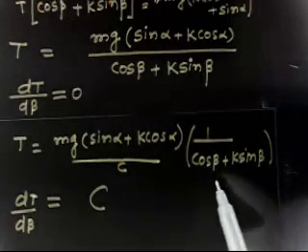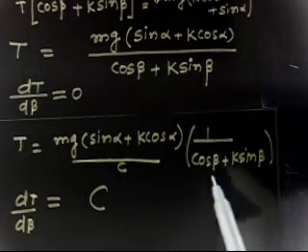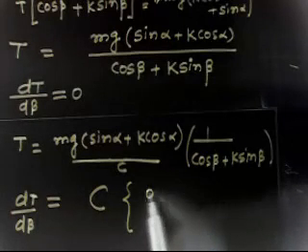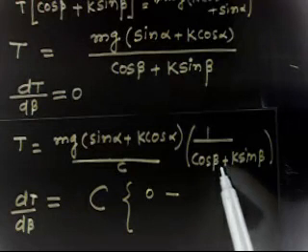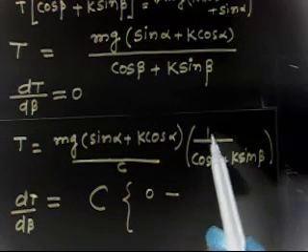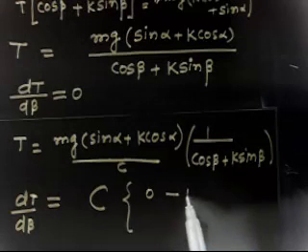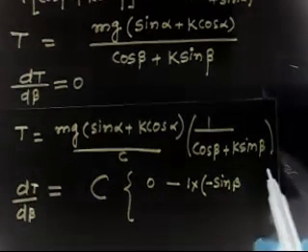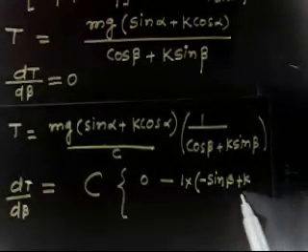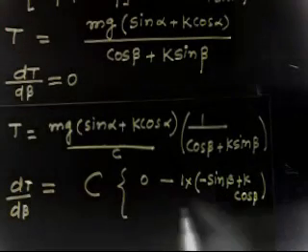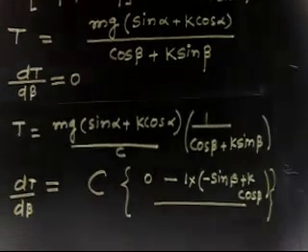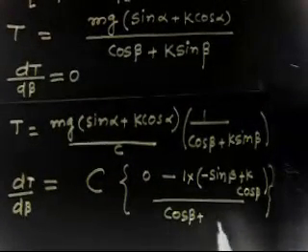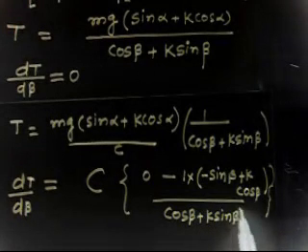This is 1 by something, so I can differentiate u by v. Let us say u by v, if you differentiate, you get 0 minus, so this is u, this is v, you leave this one and differentiate 1 which is 0, minus, leave this one and differentiate this one, so cos beta gives minus sin beta and K sin beta gives plus K cos beta. Are you getting? This is divided by the whole square of the denominator, so cos beta plus K sin beta, whole square.